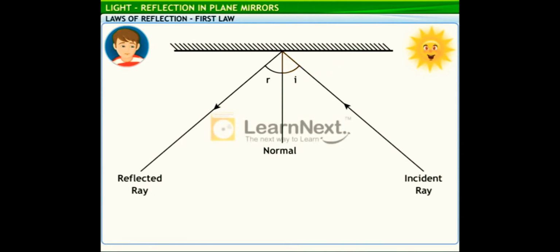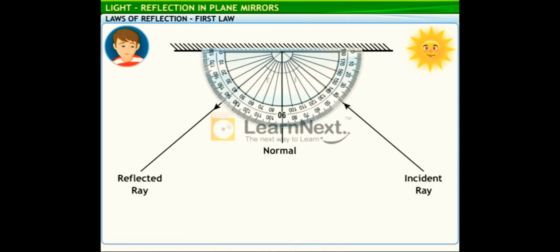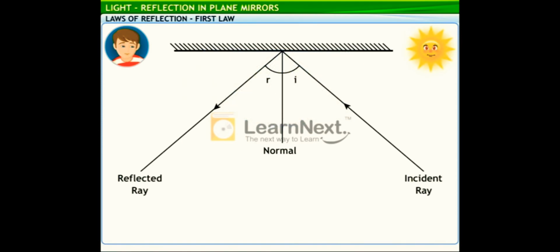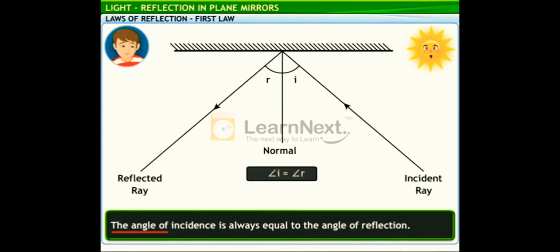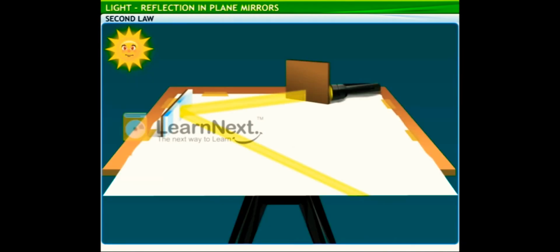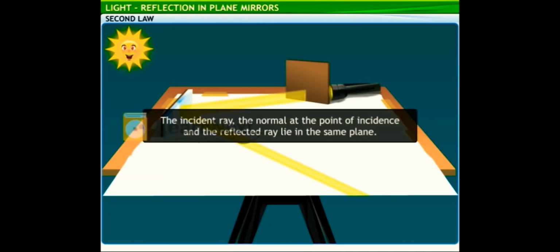Now compare the angle of incidence and the angle of reflection using a protractor. Which one seems bigger? Neither. Both angles seem to measure the same. Correct. That's because the angle of incidence is always equal to the angle of reflection. Now let's look at the second law, which states the incident ray, the normal at the point of incidence, and the reflected ray lie in the same plane.